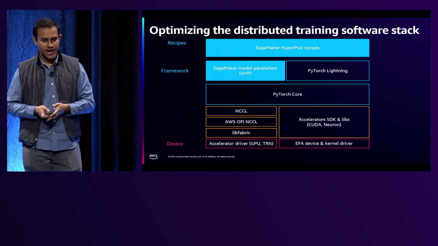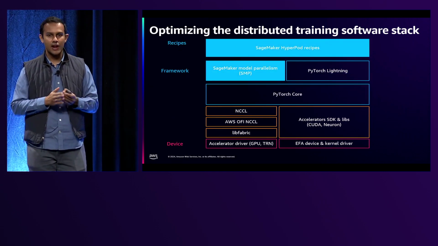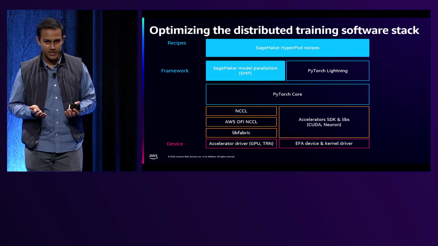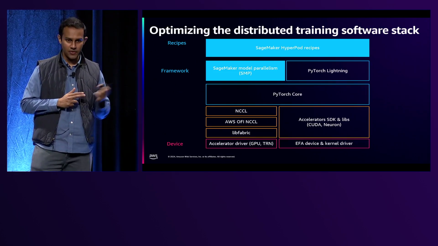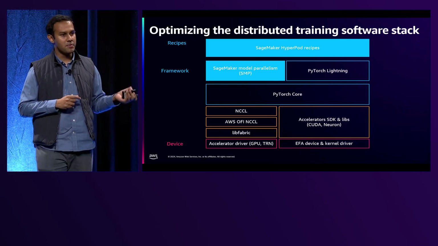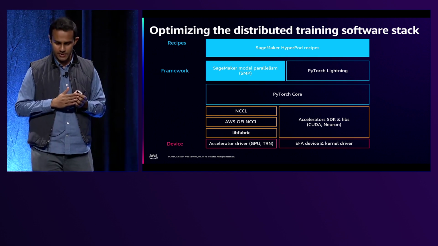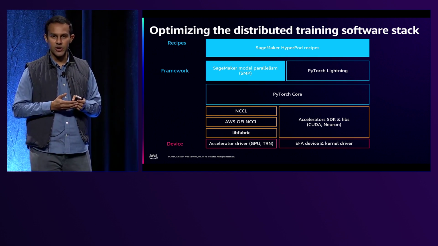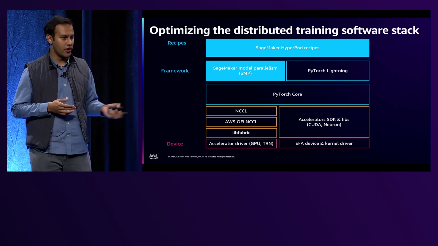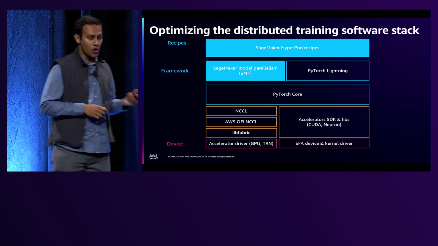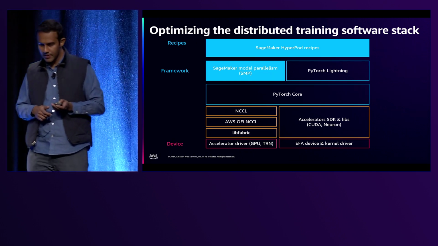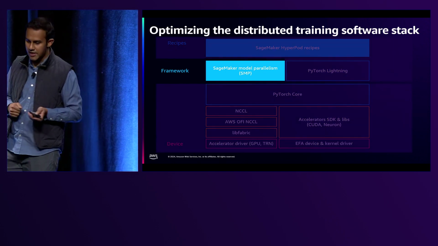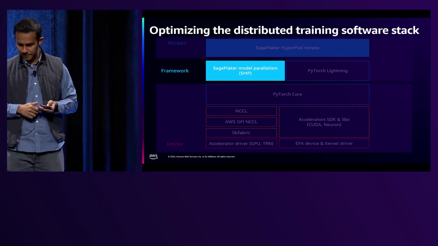So we looked at this and essentially said, let's think about ways to optimize the training stack. So we offer two key optimizations at this point in time. The first is we have SageMaker Model Parallelism, which is a fork of PyTorch, which offers enhancements for your training libraries. And we also offer HyperPod recipes that we announced at this re:Invent. So let's first look at the SageMaker Model Parallelism library.